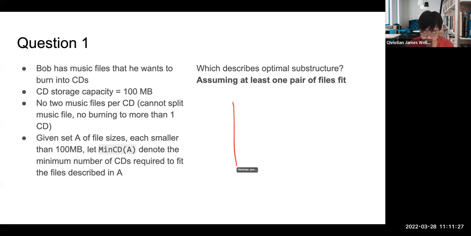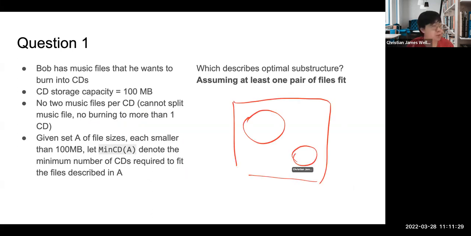So in a CD, you can have two different music files, like a 30 megabyte music, let's call this music A, and then maybe a 70 megabyte music B. So this is fine.